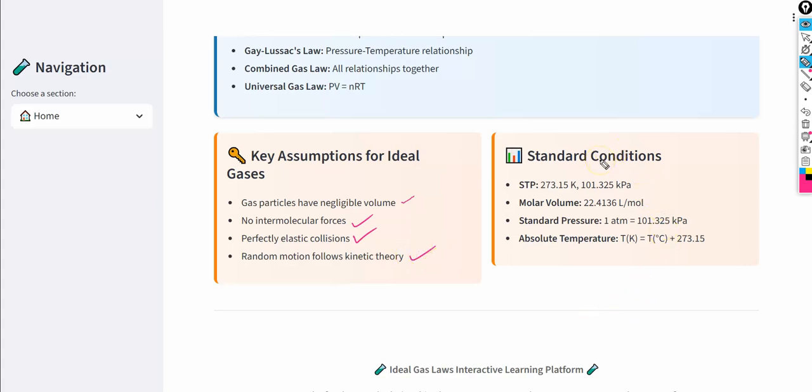Now for standard conditions, you also have to remember STP, which means standard temperature and pressure. So the temperature is 273.15 Kelvin and the pressure is 101.325 kilopascal, and the molar volume at T = 273.15 K and P = 101.325 kilopascal is 22.4136 liter per mole. Standard pressure, that is 1 atm, is equal to 101.325 kilopascal, and the absolute temperature conversion is T in Kelvin equals T in degrees centigrade plus 273.15.